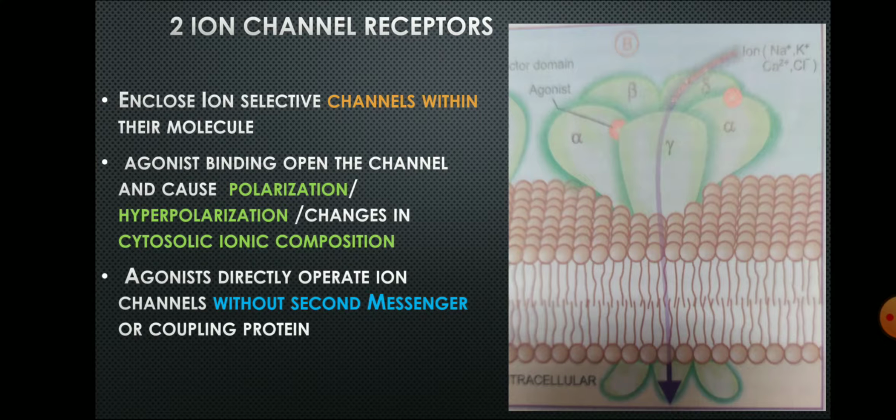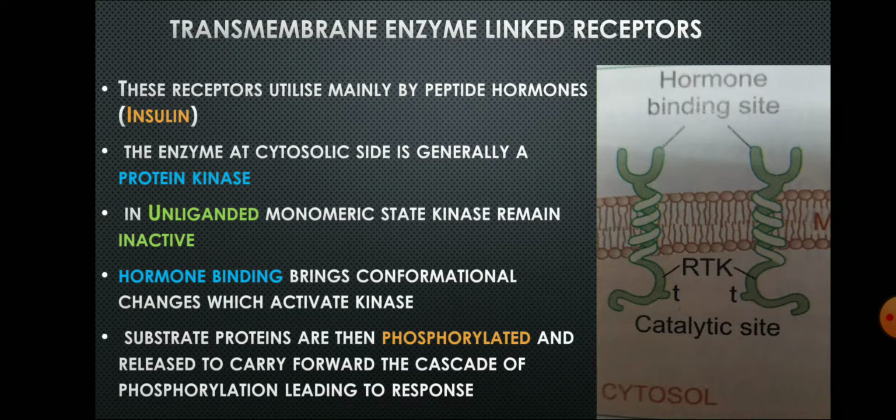Like in G protein receptor, we were saying that a G protein is present which is linking the receptor and the effector, right? Now here there is no intermediate present. The receptor is directly linked to the effector. Okay, so there's no second messenger and agonist can directly operate, yani ki jo drug molecule or the substrate is there, it can directly operate the ion channels. So that is what happens in ion channel receptors.